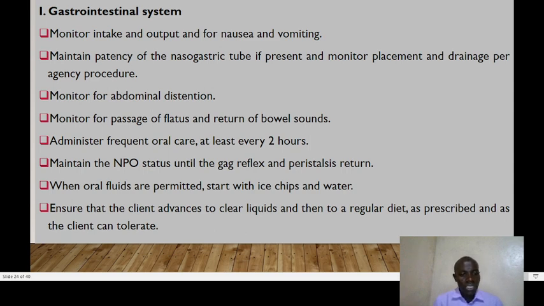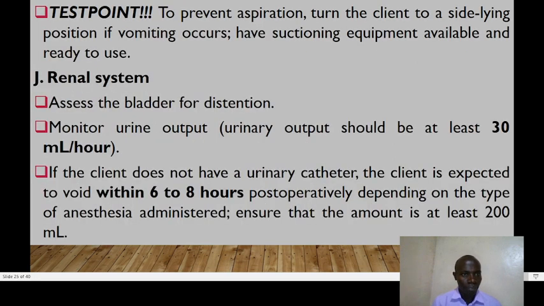Ensure that the patient advances to clear liquids, then to a regular diet as prescribed, as the client can tolerate. Remember, you need to prevent aspiration by turning the patient to a side-lying position if vomiting occurs. Make sure you have the suctioning equipment available and ready to use.